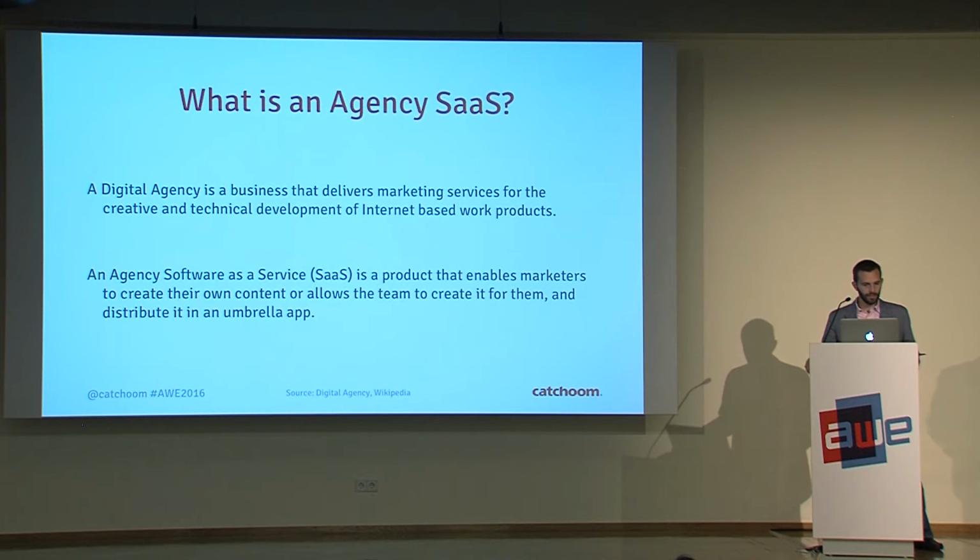This is taken from Wikipedia. A digital agency is a business that basically does consultancy. They do projects one by one, delivering mobile projects with a certain amount of creativity. Whereas what I mean by an agency service, or an agency software service, is a product that enables marketers to create their own content. It would allow teams to create it, so the same company could create the creativity if need be, or it could be a self-serve platform.